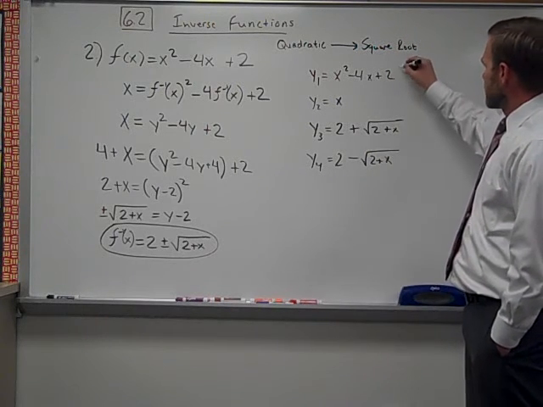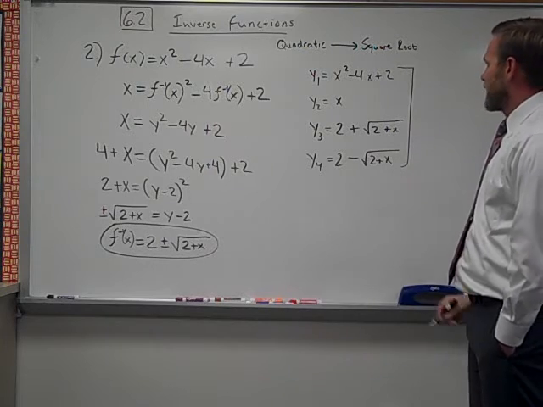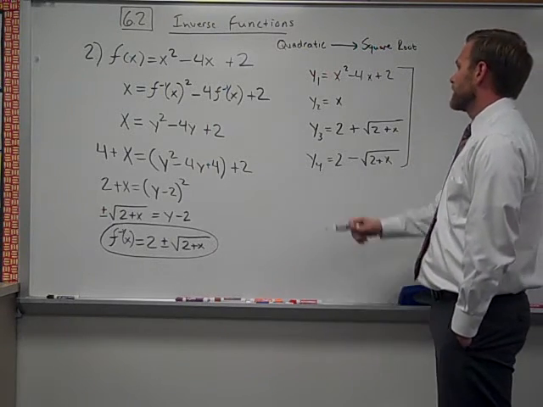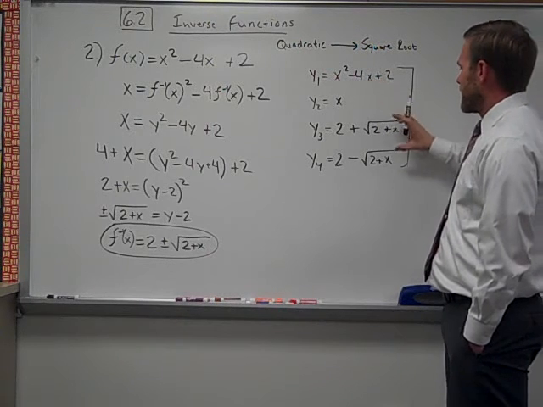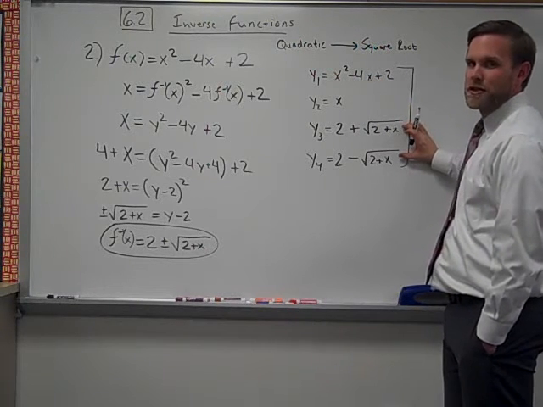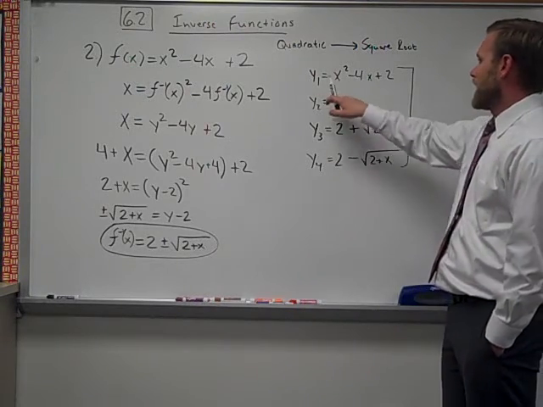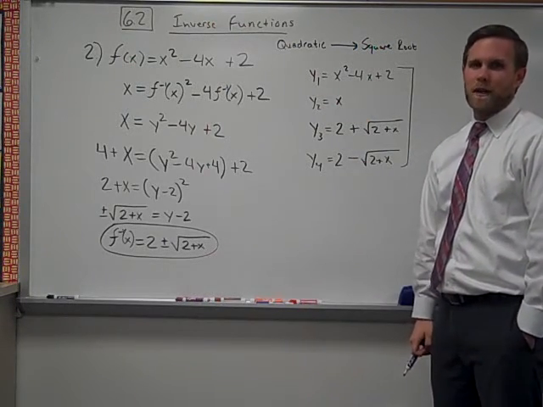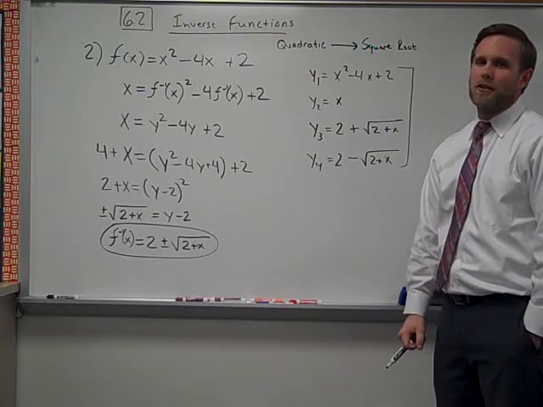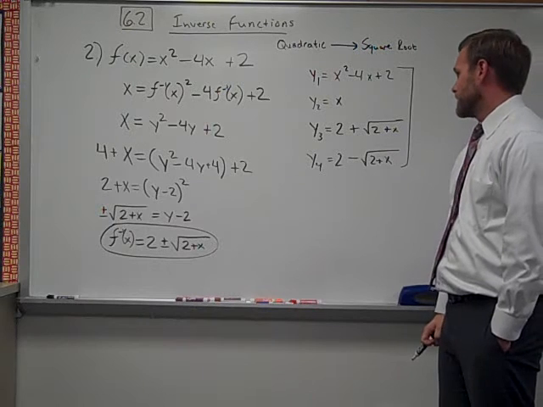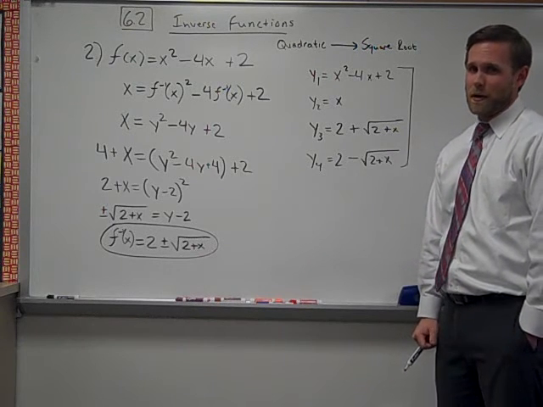So if you type these 4 graphs into your calculator and look at your graphing screen, you should see the original function, and the combination of these 2 functions should create 2 parabolas that are symmetrical across the line y equals x. If it didn't work, come in and talk to me and I'll show you how to adjust your window or how you're inputting something incorrectly.